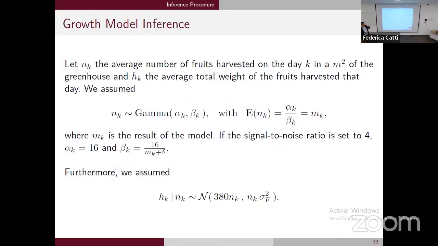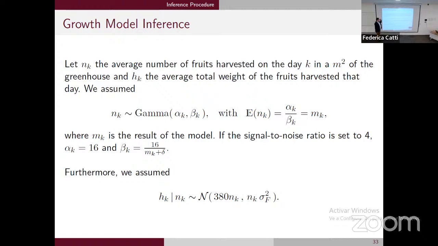Okay, now I will talk about the inference procedure for the growth model, the crop model. In this case, the inference is based on 2 variables associated with the production. That is NK, the average number of fruit harvested on day K in 1 square meter of the greenhouse, and HK, the average total weight of the fruit harvested that day. We assume that NK has a gamma distribution with mean equal to the model result, that is, this NK.